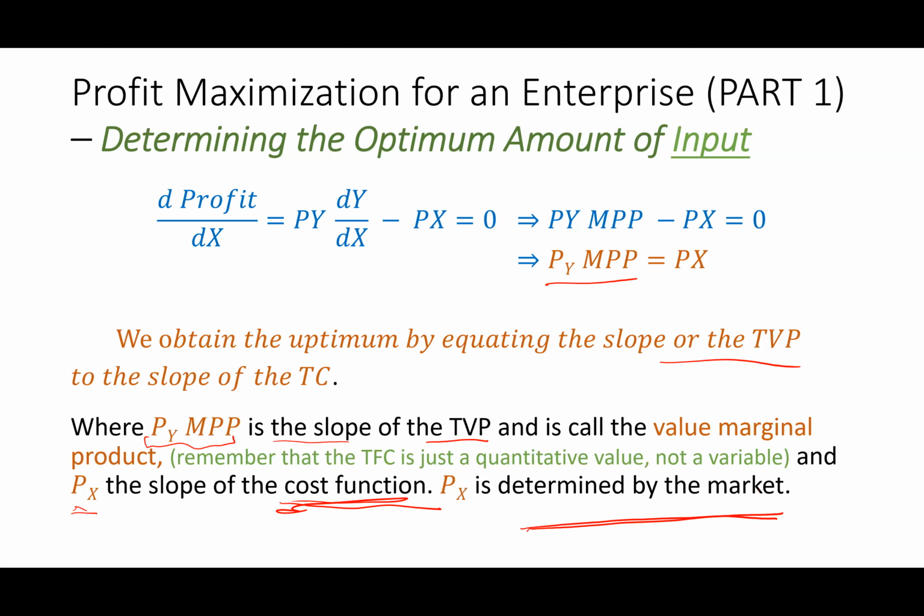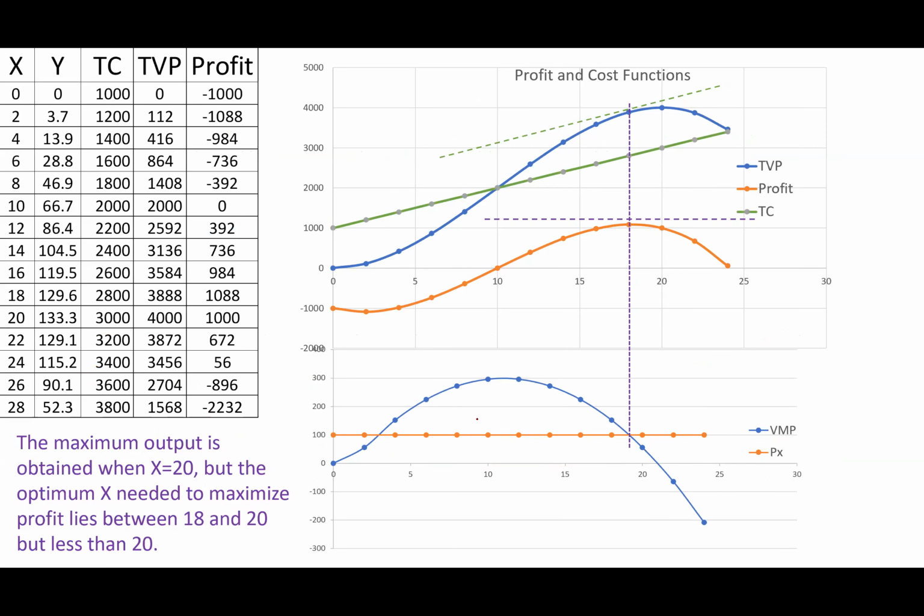So we have two different slopes, right? That of a total value function, and that of a cost function. So obviously the objective is, yeah, sorry. All right.